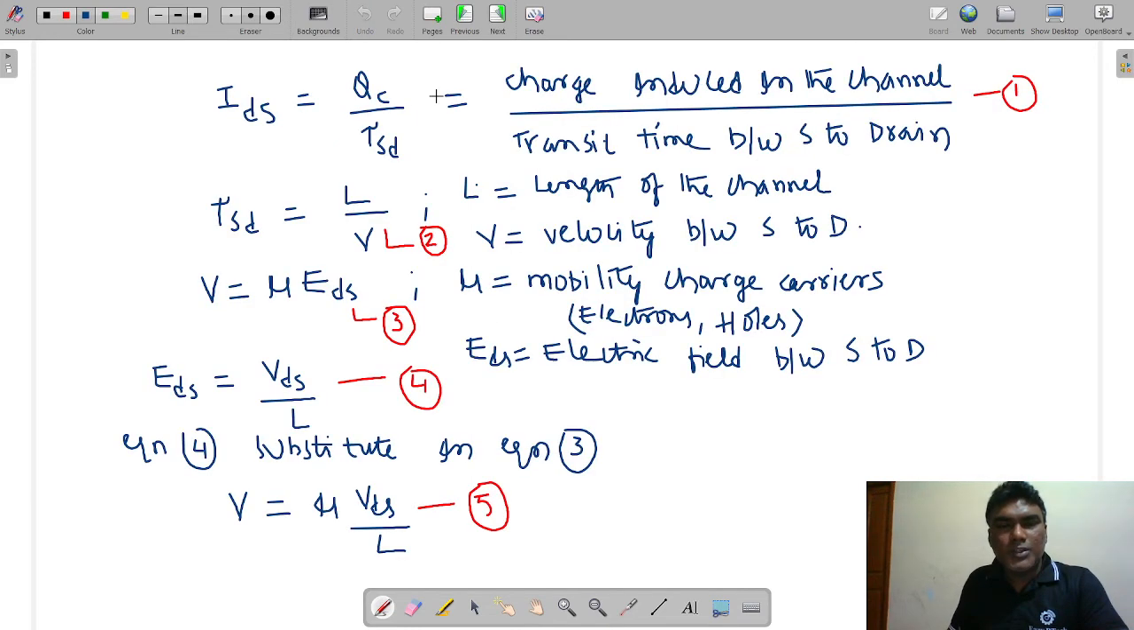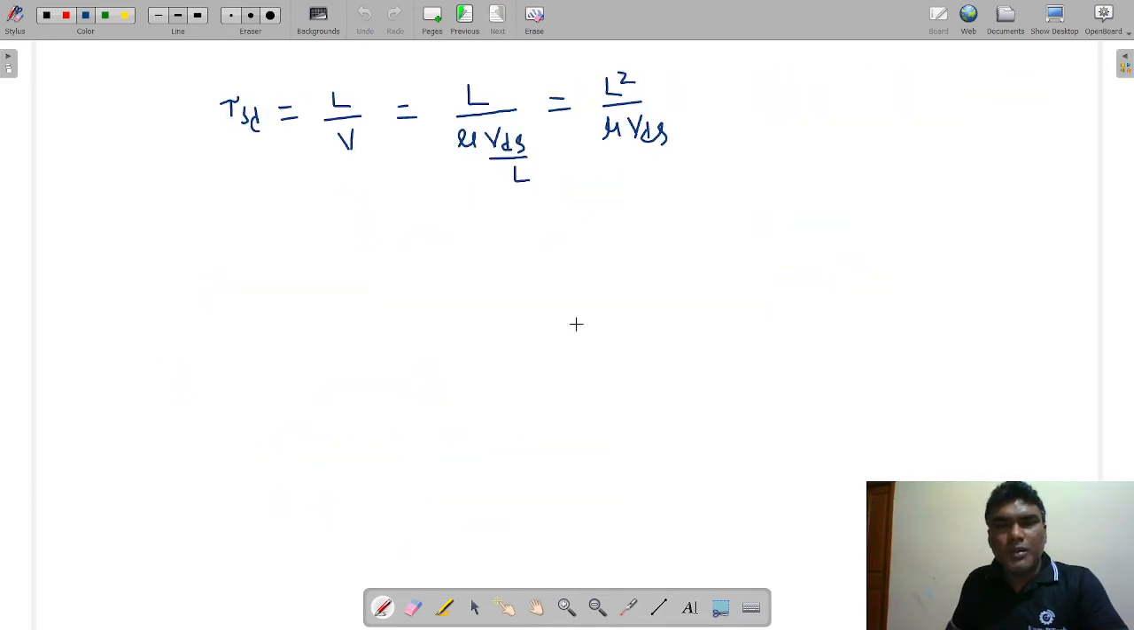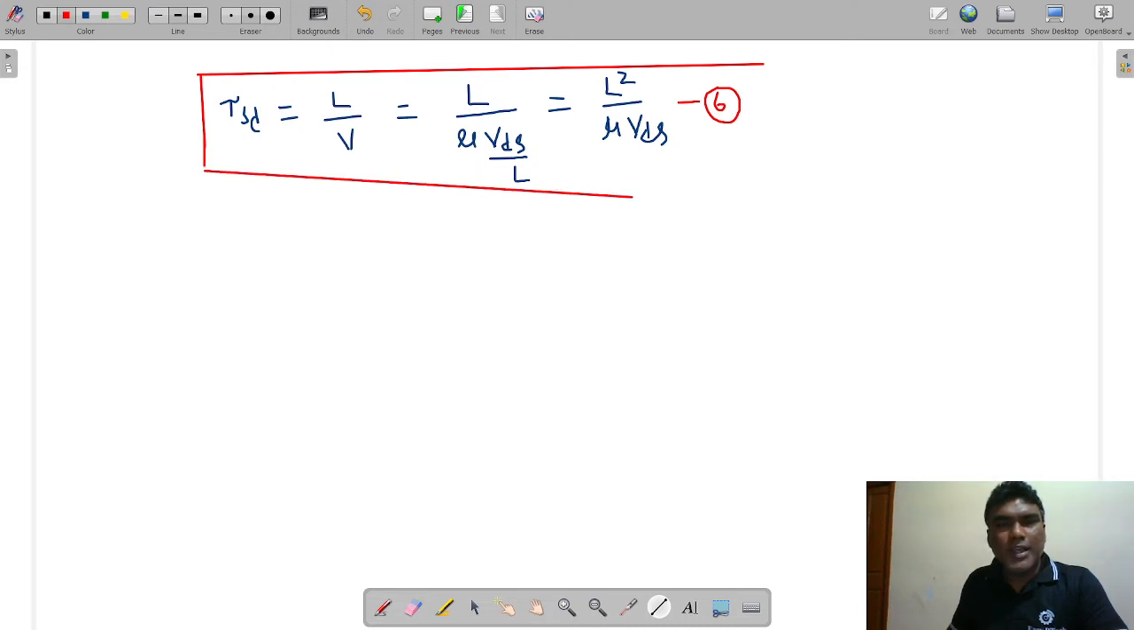So what is this equation? Equation number 6. Take this as equation number 6. We have found this transit time between source and drain. Keep it in a box. We found this transit time.